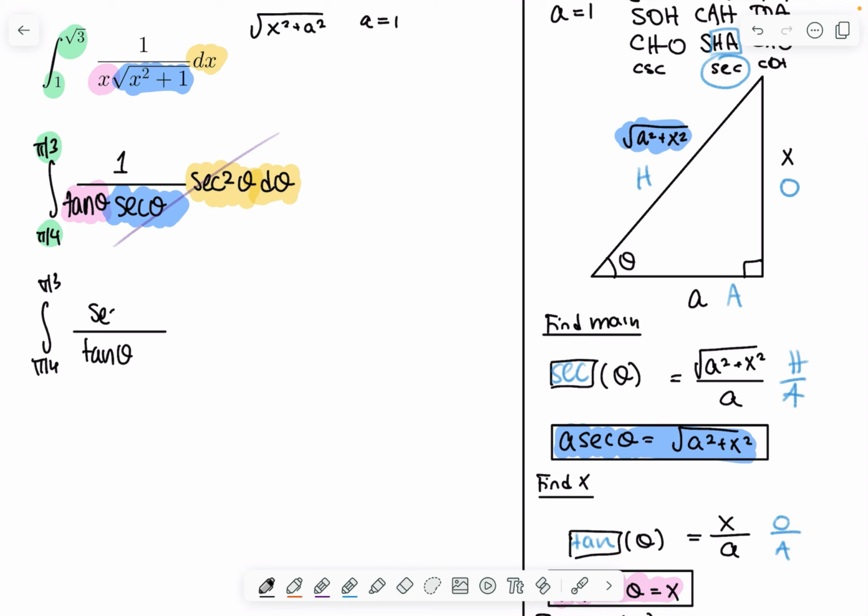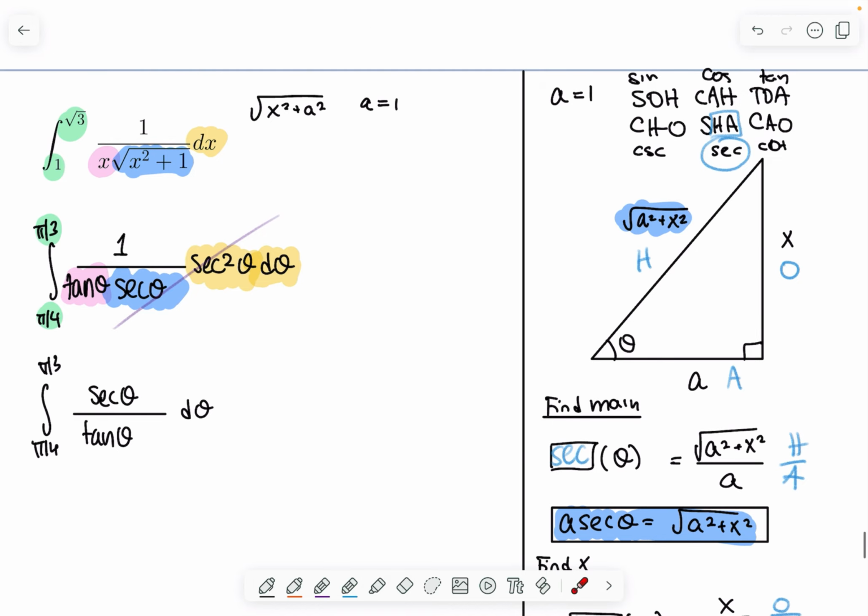I'm just going to move it over here to the top. Secant theta d theta. Here's an interesting strategy that you must be aware of. We can convert these to sines and cosines. That secant is just the inverse of cosine. See that right over here.